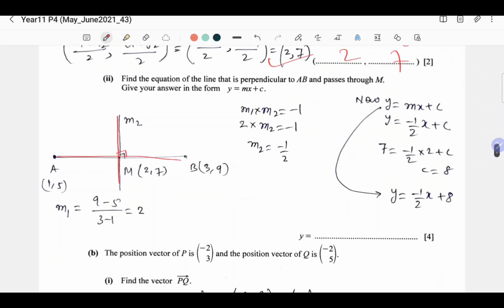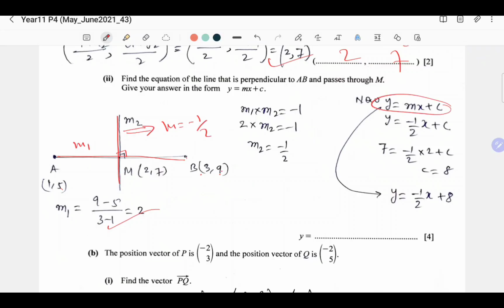We can find the gradient of line AB, that is m1, which is y2 minus y1 over x2 minus x1. So 9 minus 5 over 3 minus 1, that's 2. Now m2: we know that when two lines are perpendicular, the multiplication of the gradients will always give us minus 1. So 2 times m2 equals minus 1, so m2 is minus half. So this line has gradient minus half.